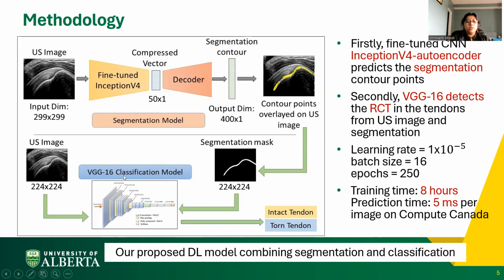After that, we used a classification model, that is the VGG16, and the inputs to this model are the original ultrasound image and the segmentation mask that we got from the previous step. After that, the classification model predicts whether it is an intact tendon or a torn tendon. These are the implementation details, such as the learning rate, batch size, and the number of epochs. The training time was 8 hours and the prediction time was 5 milliseconds per image on Compute Canada.